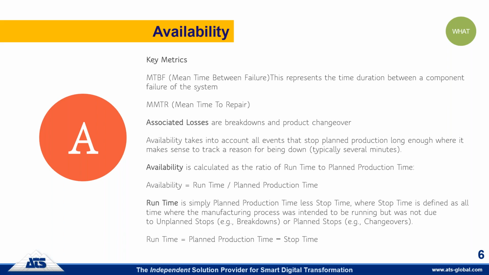So availability is calculated as the ratio of runtime to planned production time. Availability is runtime divided by planned production time. And runtime is simply the planned production time less the stop time, where the stop time is defined as all the time when the manufacturing process was intended to be running, but was not due to unplanned stops, so breakdowns. So runtime is planned production time minus stop time.